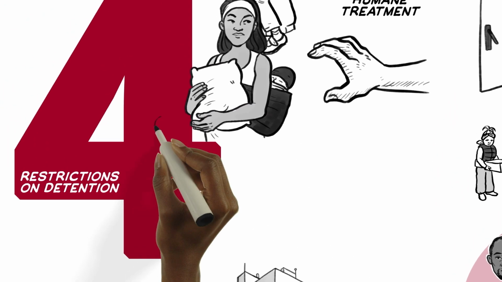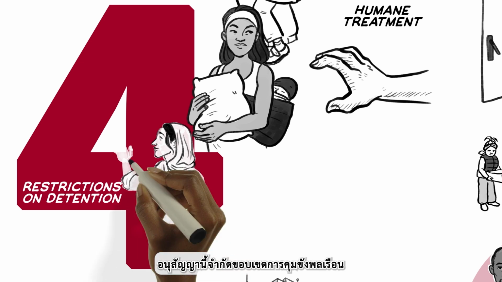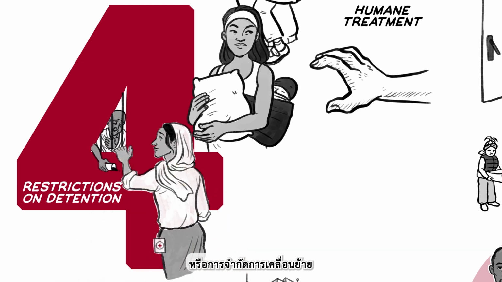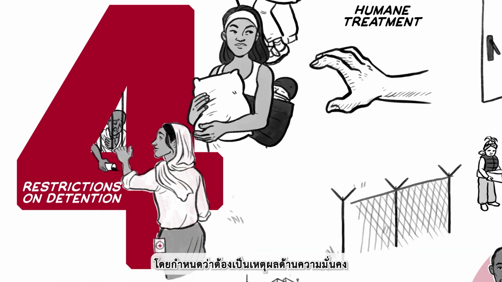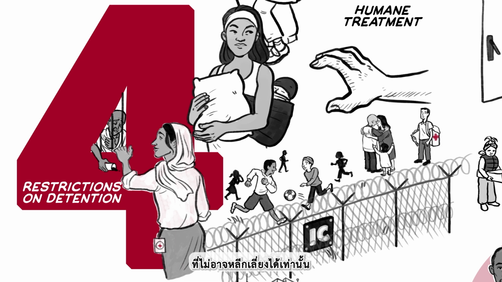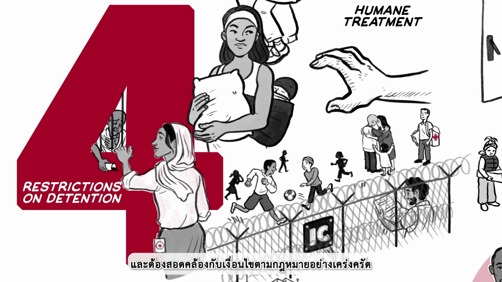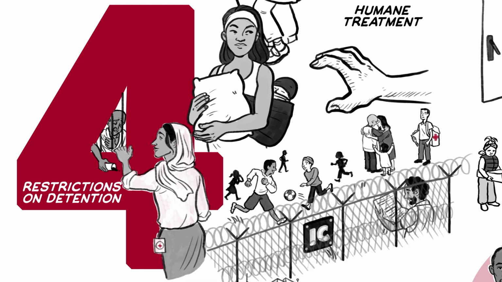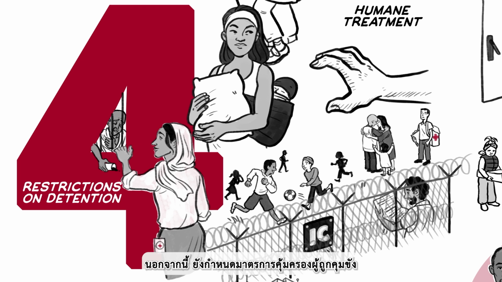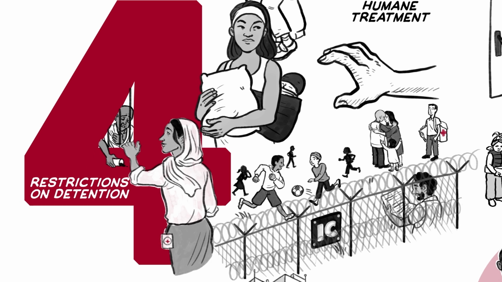Restrictions on detention. The Convention restricts the possibility of detaining civilians or limiting their movements. Civilians must only be detained when necessary for imperative security reasons, and measures must comply with strict legal conditions. The Convention imposes protection for detainees, including detailed requirements for their living conditions.